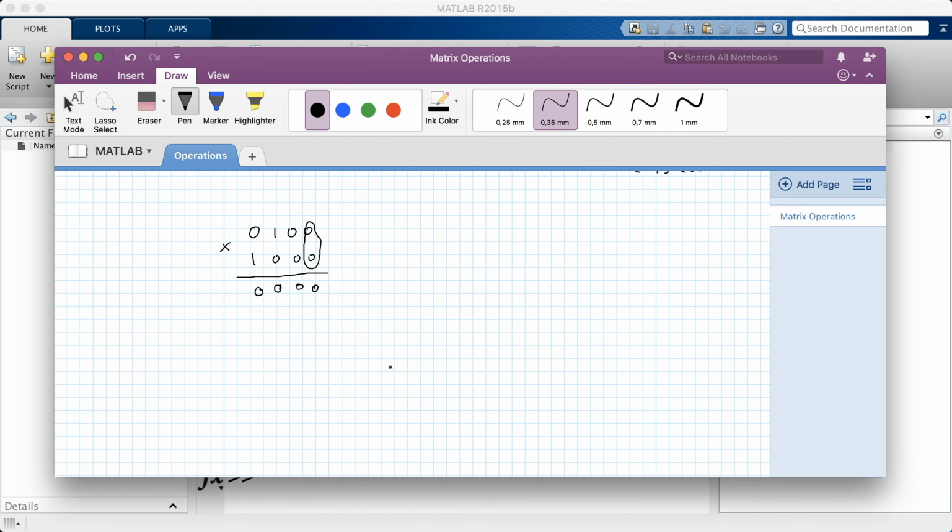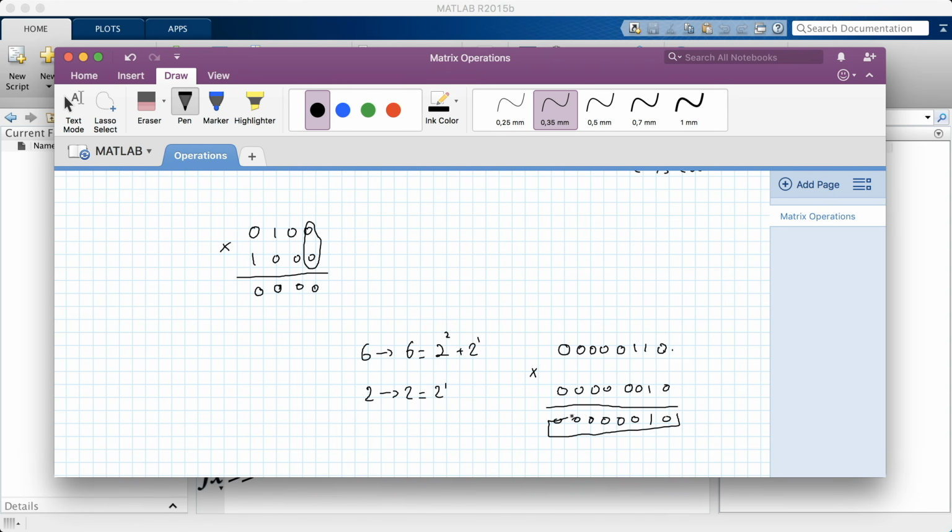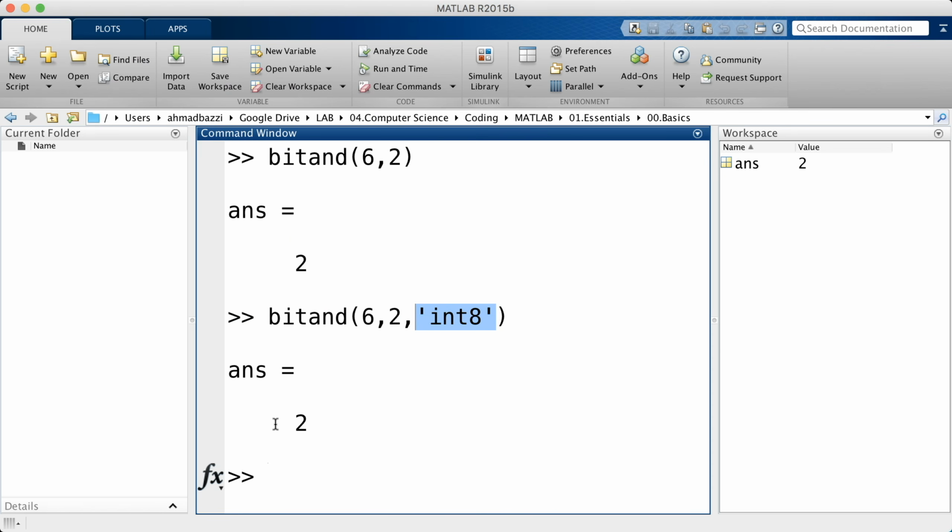So let's represent 6 and 2 as 8 bits. 6 is 2 power 2 plus 2 power 1. That being said, if I want to represent it on an 8-bit level, it's 0, 0, 0, 0, then 0, 1, 1, 0, right? And the 2 is 2 power 1, so I perform a multiplication, or a bitwise AND: 0 times 0 is 0, 1 times 1 is 1, and the rest is 0. You can verify. So the equivalent of this is again 2. That's why we see a 2 right here.